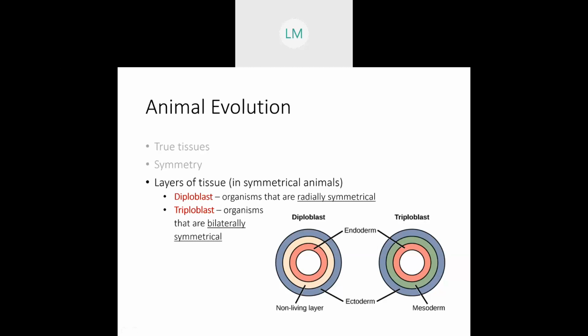So our diploblastic organisms are going to be organisms that are radially symmetrical. So these are our jellyfish. That's our only radially symmetrical phylum. So radially symmetrical is always going to be a diploblast. And then if you are triploblastic, you are going to be a bilaterally symmetrical organism. So you can kind of correspond those together. Diploblast goes with radially symmetrical. Triploblast goes with bilaterally symmetrical.